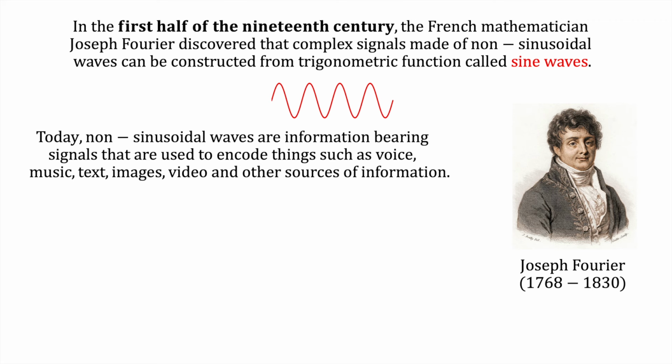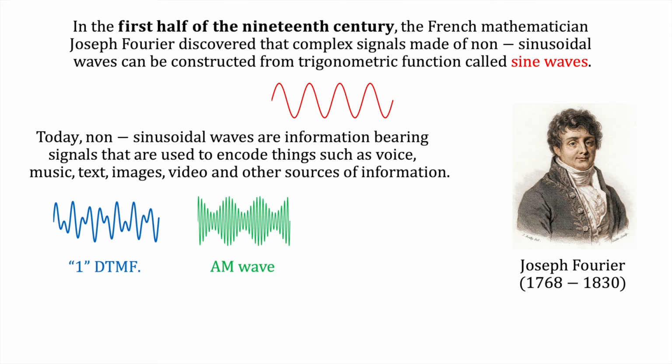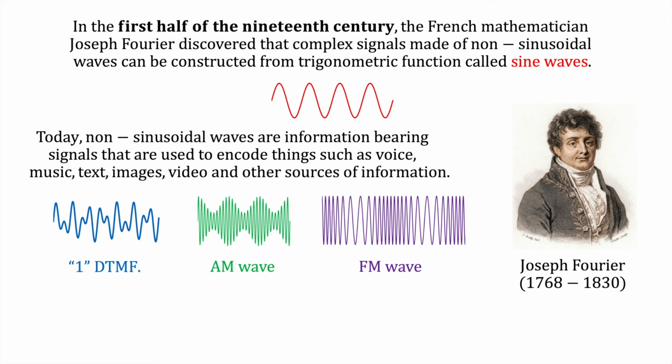This non-sinusoidal wave encodes the number 1 when dialing a telephone number using dual-tone multifrequency, or DTMF. The other numbers are similarly and uniquely encoded. This non-sinusoidal wave is an amplitude-modulated or AM wave that's used in radio broadcasting, while this non-sinusoidal wave is a frequency-modulated FM wave that's also used in radio broadcasting. These are examples of analog signals, but non-sinusoidal waves are also used in the digital world.